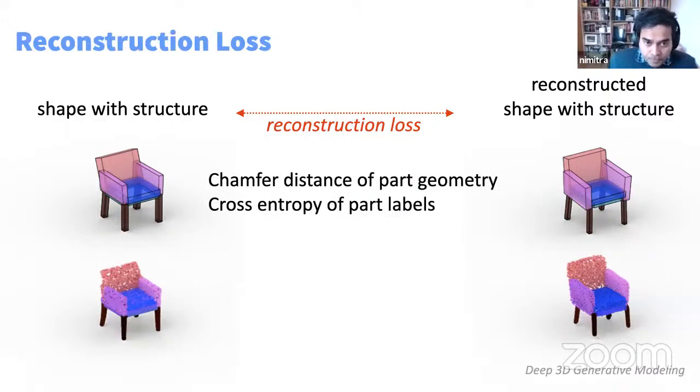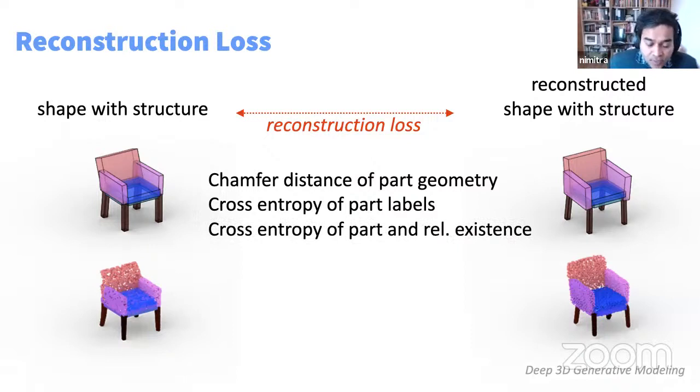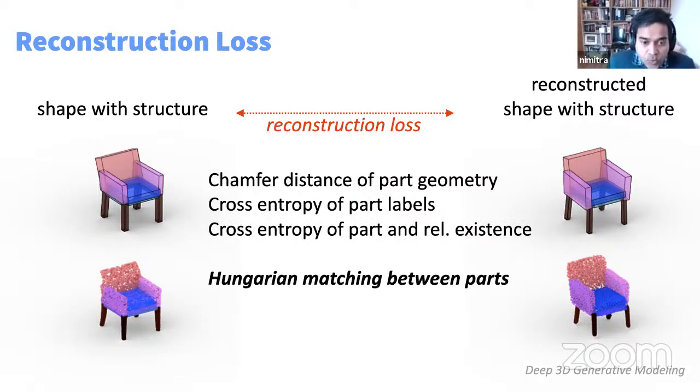So in this part I explained that we have the chamfer loss, we have the cross entropy at the part level, as well as their relations. And to handle the ambiguity of the ordering of the loss, inside the network we do a Hungarian matching to establish a correspondence between the nodes. Now, I want to stress that here the hierarchy helps because the Hungarian matching has to be done only between nodes at the same level of the hierarchy and not across hierarchy levels, and that allows a significant reduction in the complexity of the algorithm.